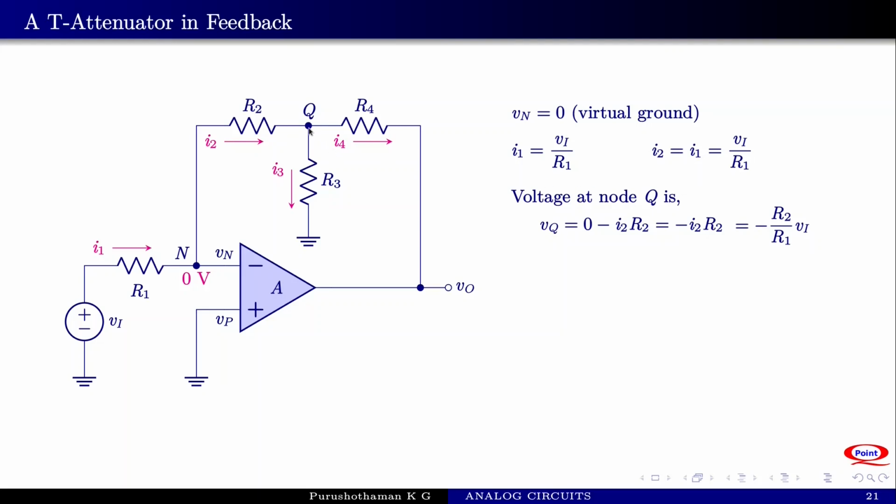Now that we know the voltage at this node, you can calculate the current I3. I3 is equal to the current through the resistance R3, which is equal to the potential difference across R3 divided by R3. So we will calculate I3 as VQ divided by R3. We have VQ given by this expression, minus R2 by R1 into Vi, by R3. So that expression becomes minus R2 by R1 R3 into Vi. So this equation indicates that I3 is opposite to the direction indicated. I3 is approaching the node rather than moving away from the node.